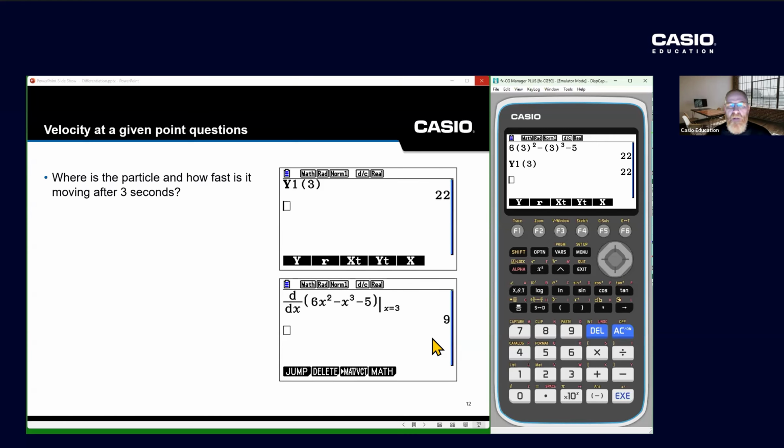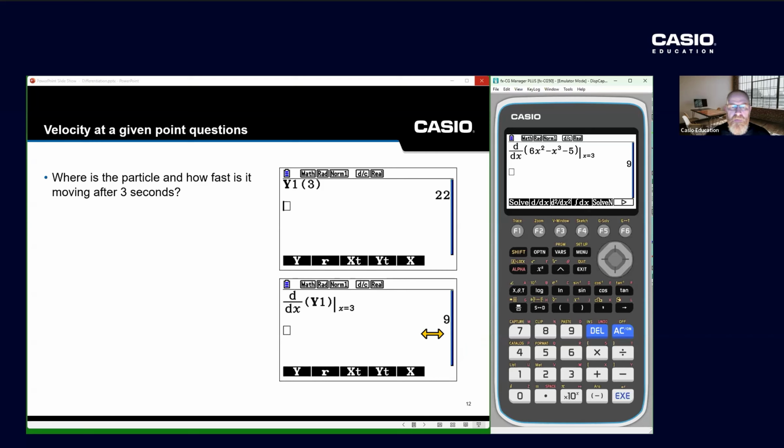How fast is it moving though? To do that, you would differentiate your position function. I can exit, and if I just delete everything, there you go, that gives you a clear screen. I can then use Option and Calc and my first derivative template, and enter my function. Again, you can see that it's a little bit slow, and then differentiate at a point, and it gives me the value of 9, so I can work out what its velocity is.